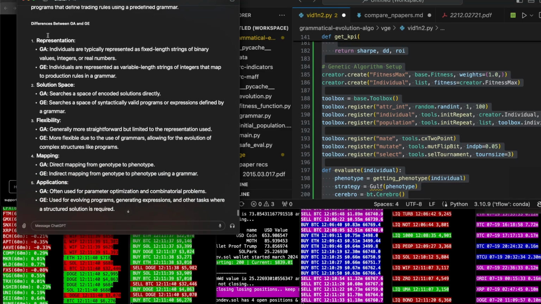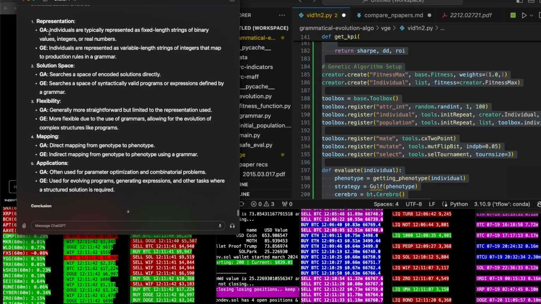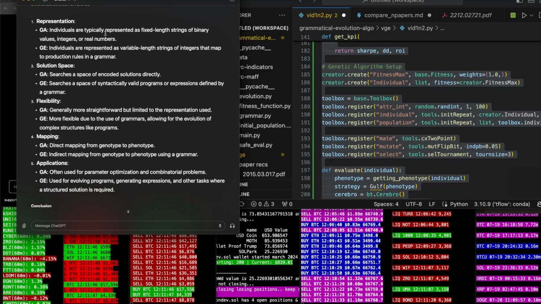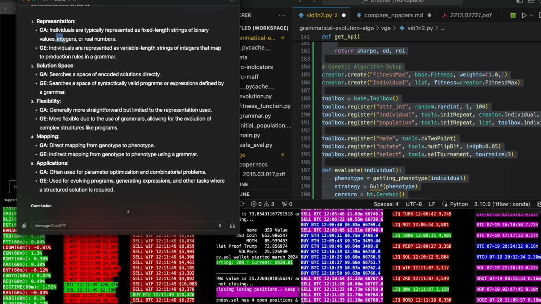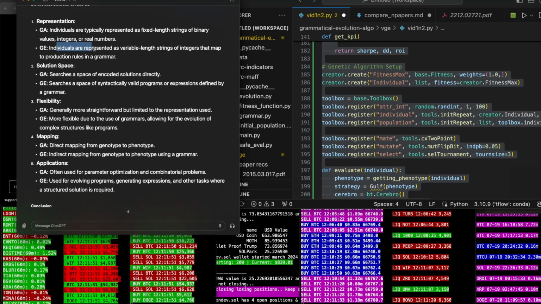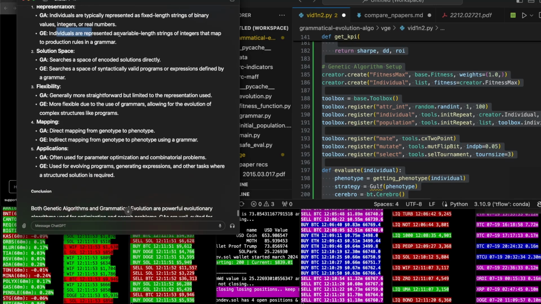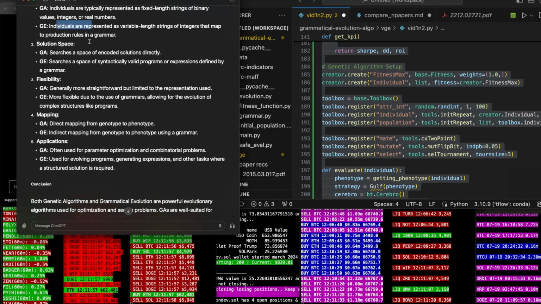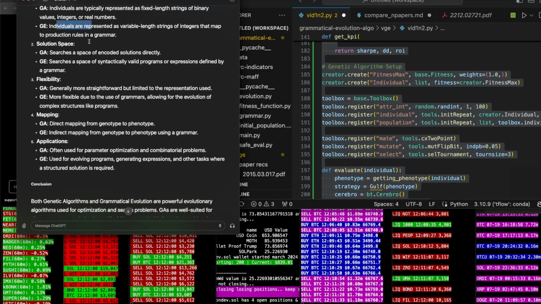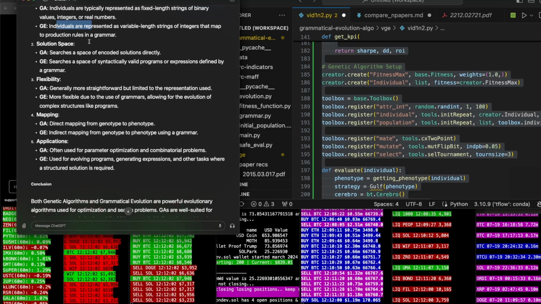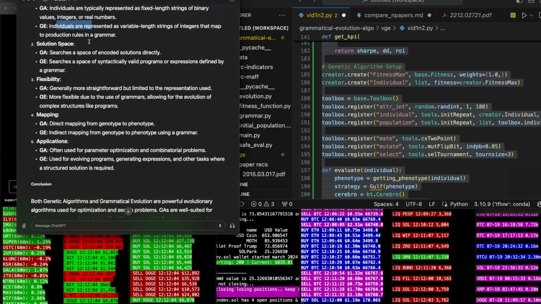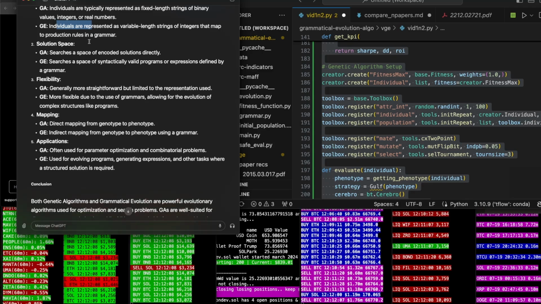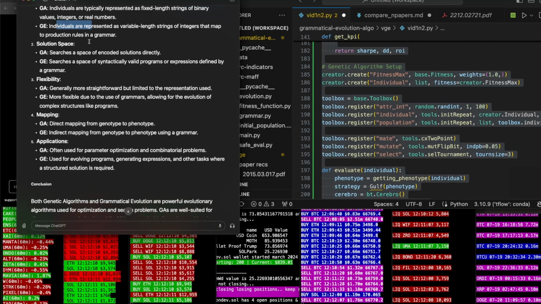The difference between GA and GE representation. GA individuals are typically represented as fixed length strings of binary values, integers, or real numbers. GE's individuals are represented as variable length strings of integers that map to production rules in a grammar. So the solution space: GA searches a space of encoded solutions directly. The GE searches a space of syntactically valid programs or expressions defined by a grammar.